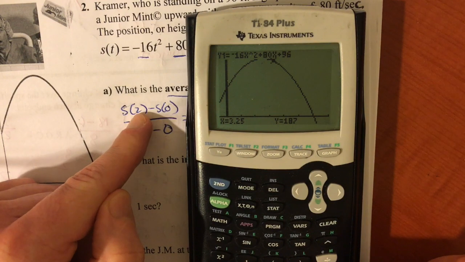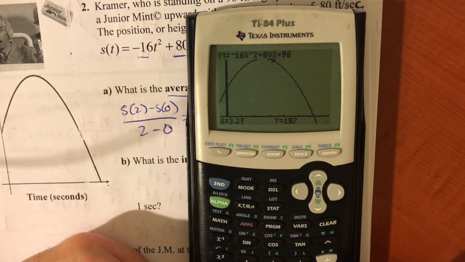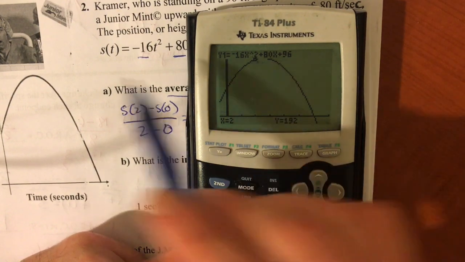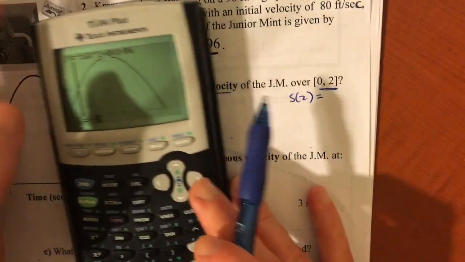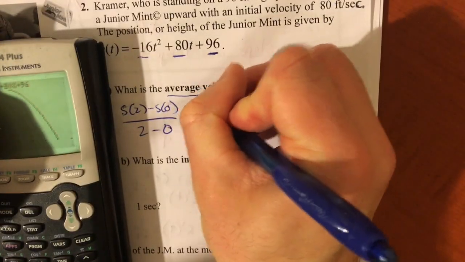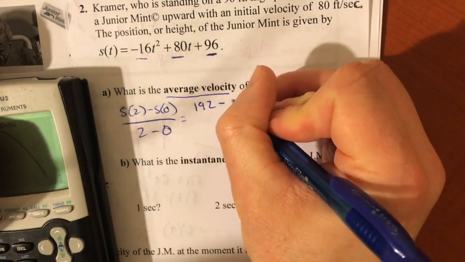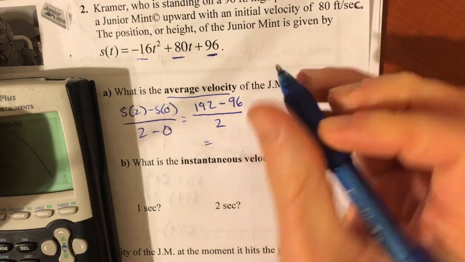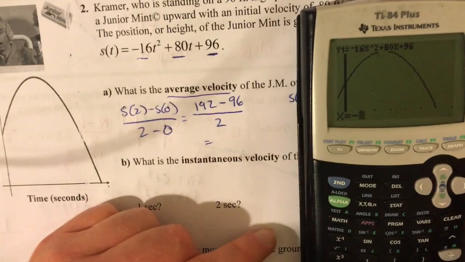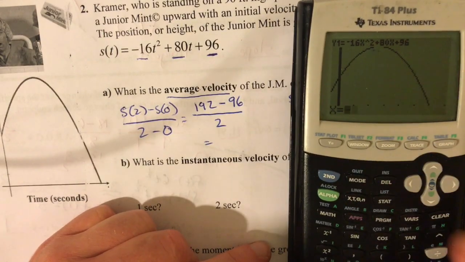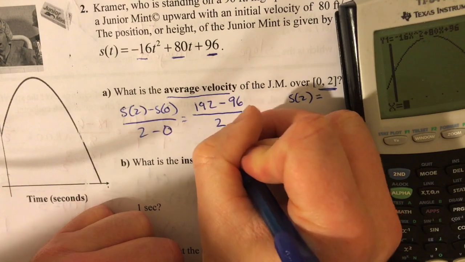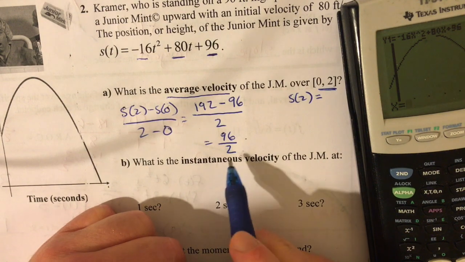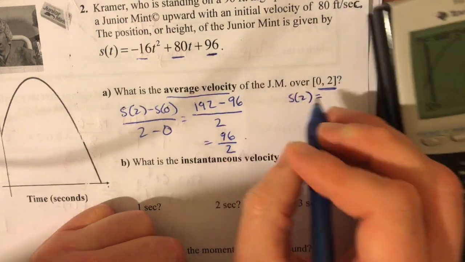If I want to know what's the position, what's the y value at 2, I can just type 2 when the trace is on and hit enter. And the y value is 192, and it shows you you're right about there on the curve, almost at the peak. So that's 192 minus S of 0. S of 0 is just 96 when you plug that in. You don't really need a calculator for that. And you get 192 minus 96 over 2. 192 minus 96 is 96 over 2. And that's going to be 48.